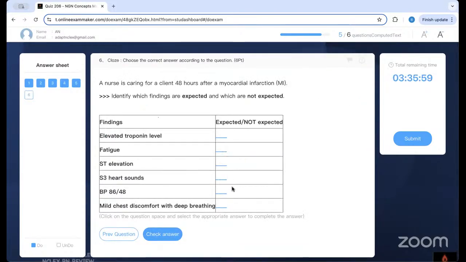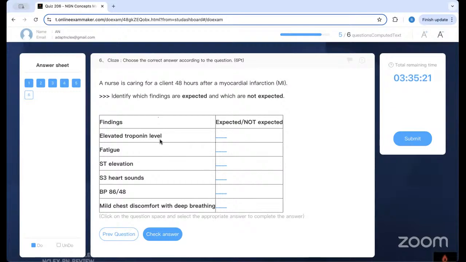The last one is tricky. Identify which findings are expected and which are not. And this is caring for a client 48 hours after myocardial infarction. There are some questions where they give you time. When they give you time, be careful. It means it's very important. The patient has a myocardial infarction and 48 hours. There is a reason why I said 48 hours. What do you expect after 48 hours of having a myocardial infarction?